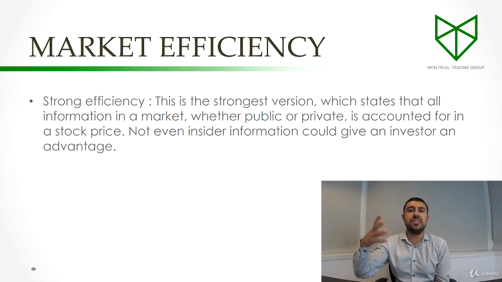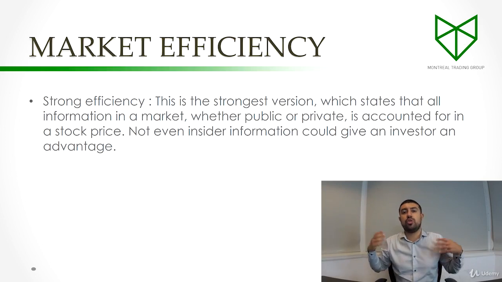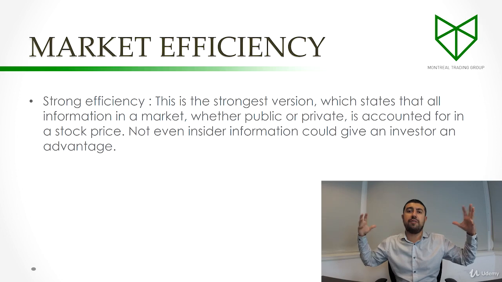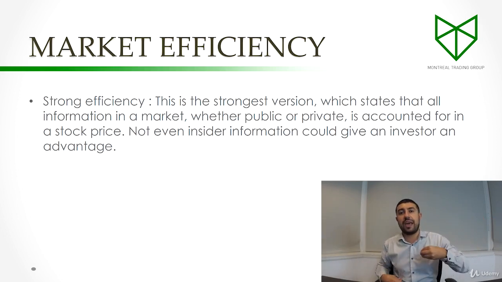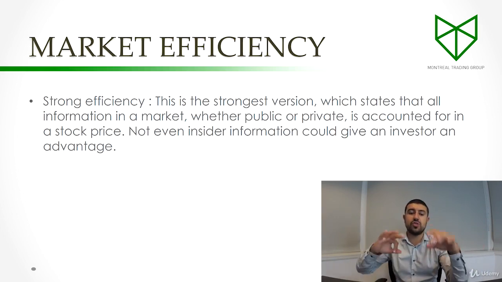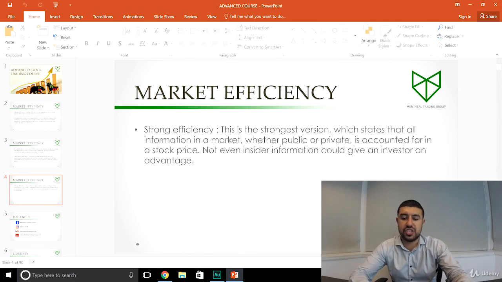Why? Because probably the CEO and the higher management told their family and friends, and they told their family and friends, and enough people know and use that information to buy or sell, that the price of the stock has already moved to account for that information. So these are the three types of efficiency forms.